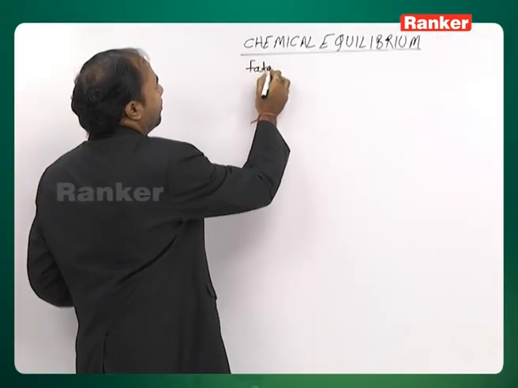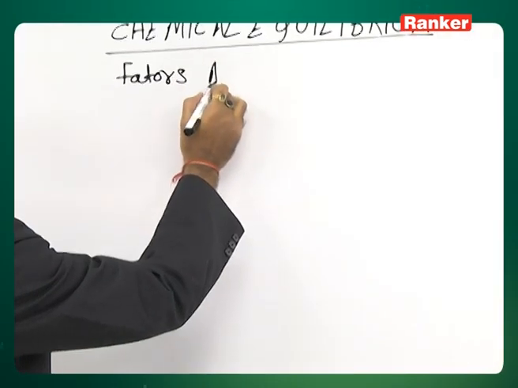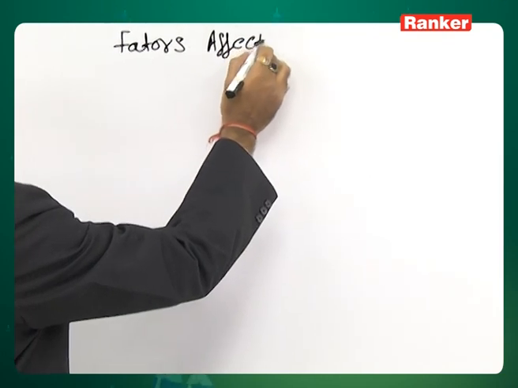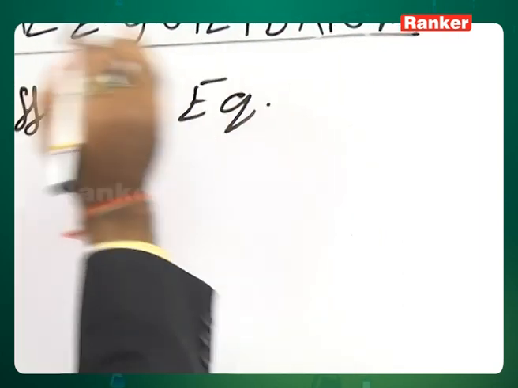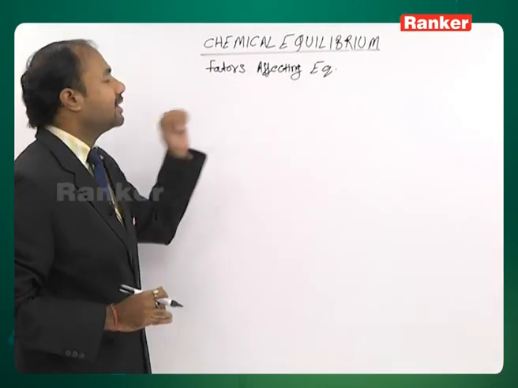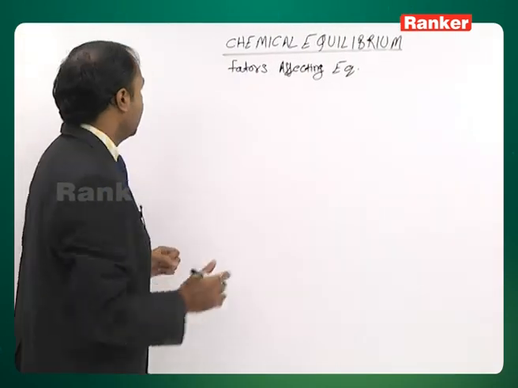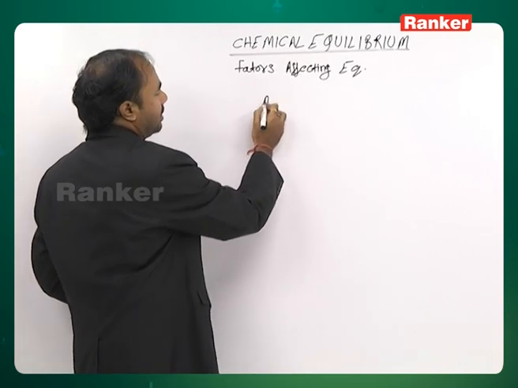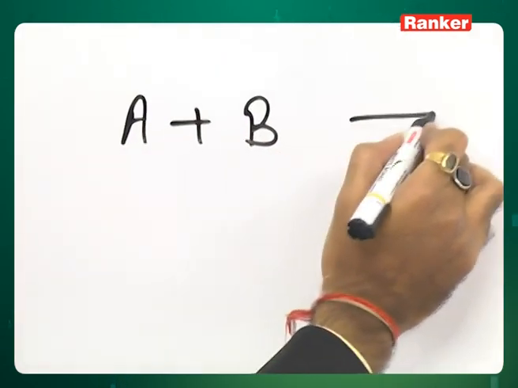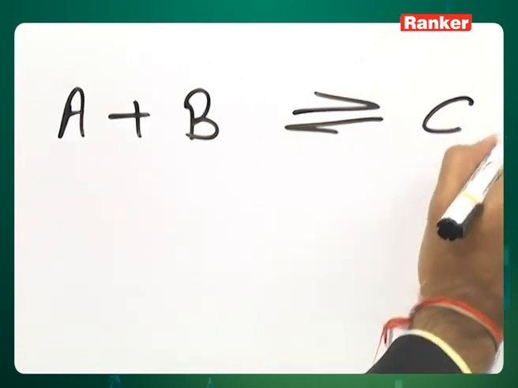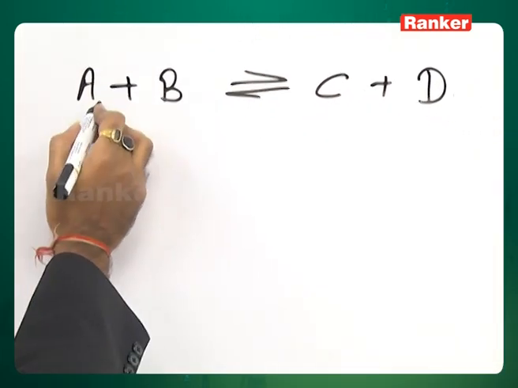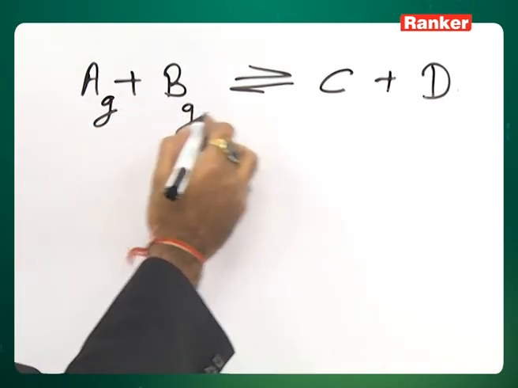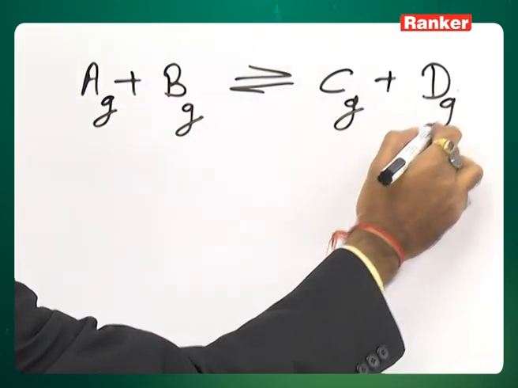Discuss factors affecting equilibrium. Factors affecting equilibrium. Suppose we have one equilibrium as A plus B in equilibrium with C plus D. For simplicity, we assume all of them to be in gaseous phase.